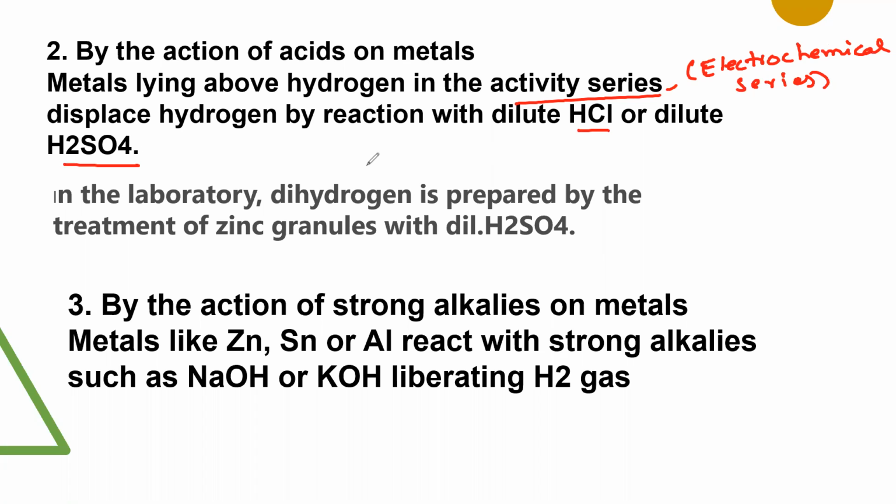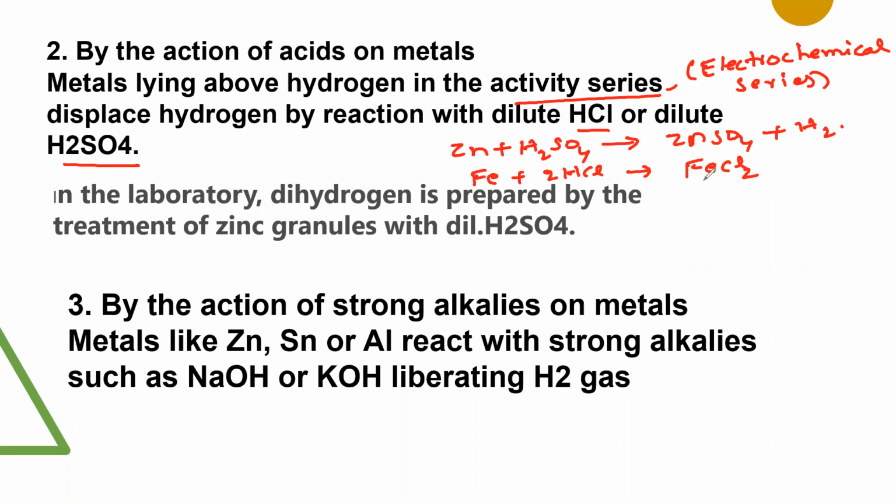So for example, sodium metal or aluminum metal, zinc metal. For example, zinc on reaction with sulfuric acid forms zinc sulfate along with hydrogen gas. Similarly, iron on reaction with HCl forms FeCl2 plus hydrogen gas. So what is the statement now here? Metals lying above hydrogen in the activity series displace hydrogen by reaction with dilute HCl or dilute sulfuric acid. Not only this, any metal you can take, sodium also. Sodium on reaction with dilute sulfuric acid forms sodium sulfate, Na2SO4, plus hydrogen gas.